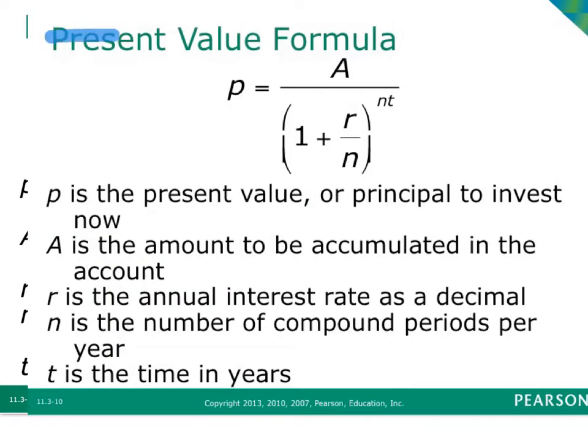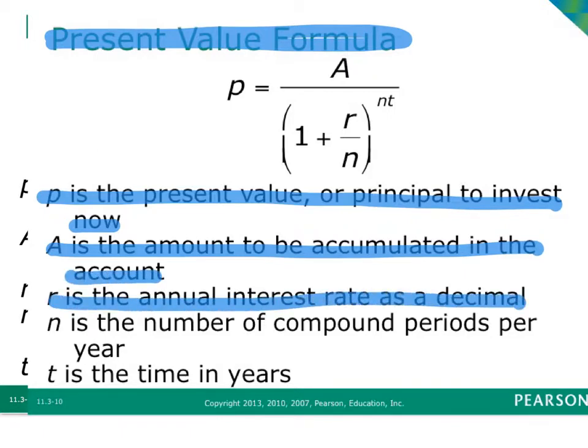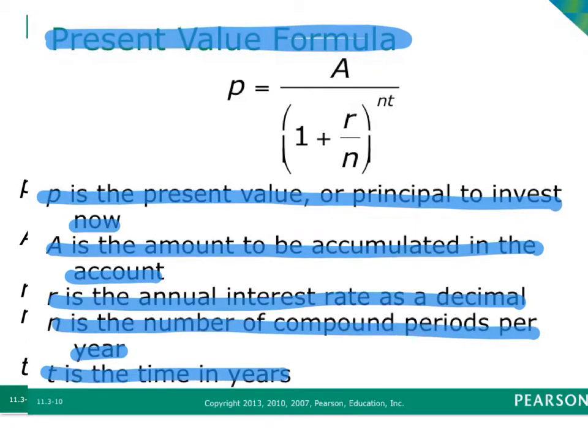Okay, now let's talk about the present value formula, which is kind of a variation on our compound interest formula. In fact, it is the same formula, but we just rearranged things a little bit. We solved it for P. Now, what we're going to do is we want to see how much we want to invest now. So we're going to call P our present value, or how much we want to invest now, to get some accumulated value, A, in the future. Where R is our annual interest rate as a decimal. Again, N is the number of compound periods per year, and T is the time in years. So nothing's changed as far as these letters. P is the amount that we're going to invest now. A is the amount that we'll have in the future. And then R is our interest rate, N is how many times per year, and T will be number of years.